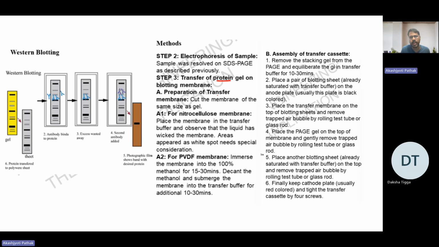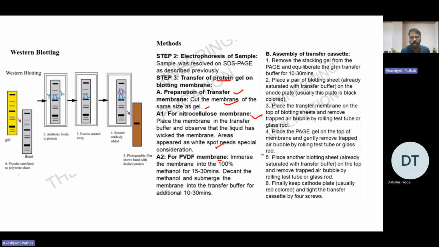In this transfer, the protein which is present on your gel will get transferred onto your membrane. For this, you need to set up the transfer unit. You have to cut the membrane to the same size as the gel. Then you need a nitrocellulose membrane. Place the membrane in the transfer buffer and observe that the liquid wets the membrane evenly.